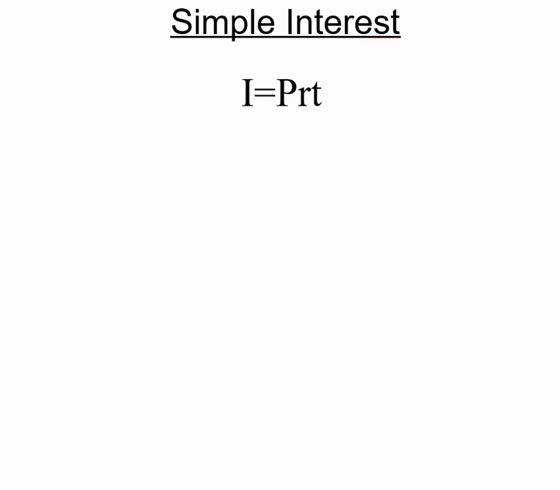So here's the formula for simple interest. It's I equals P times R times T. So when the letters are all next to each other like this, that means we're going to multiply whatever values we put in those places. So let's break this formula down a little bit. The I is going to stand for the interest.